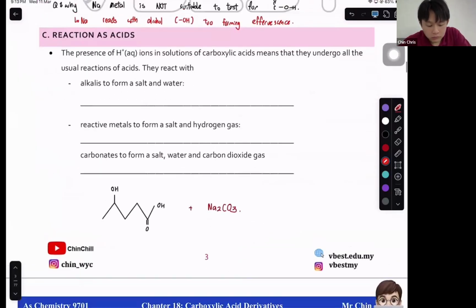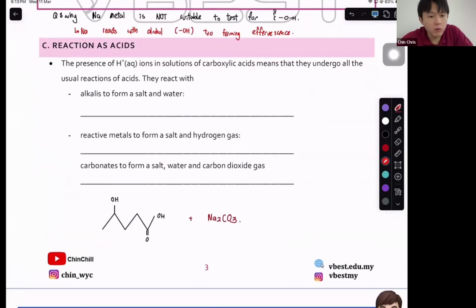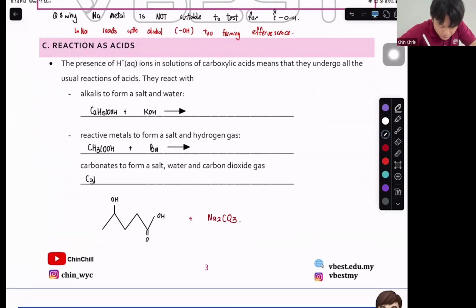All right, guys, now I'm going to give you 3 equations. I want you guys to balance them. So if I take a carboxylic acid, I add KOH, please tell me what's your answer. If I react with a reactive metal such as barium, what's your answer? If I react with a carbonate, what's your answer? Go. Please write it down. This is easy.